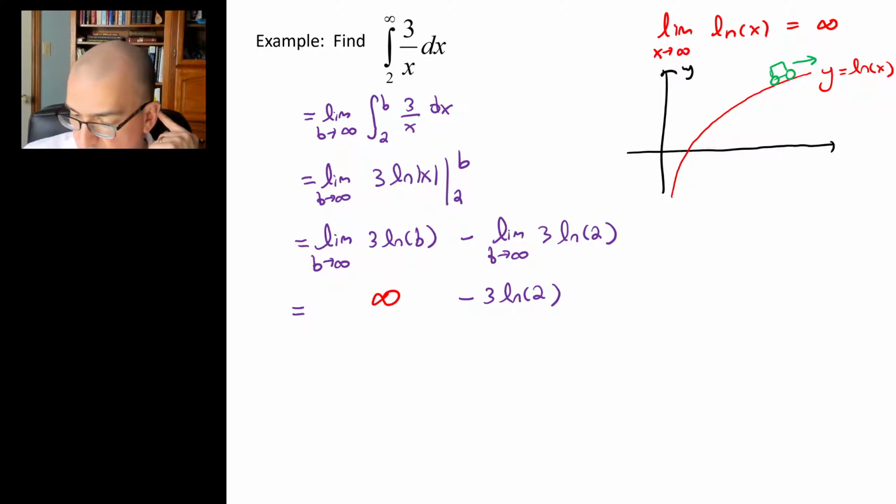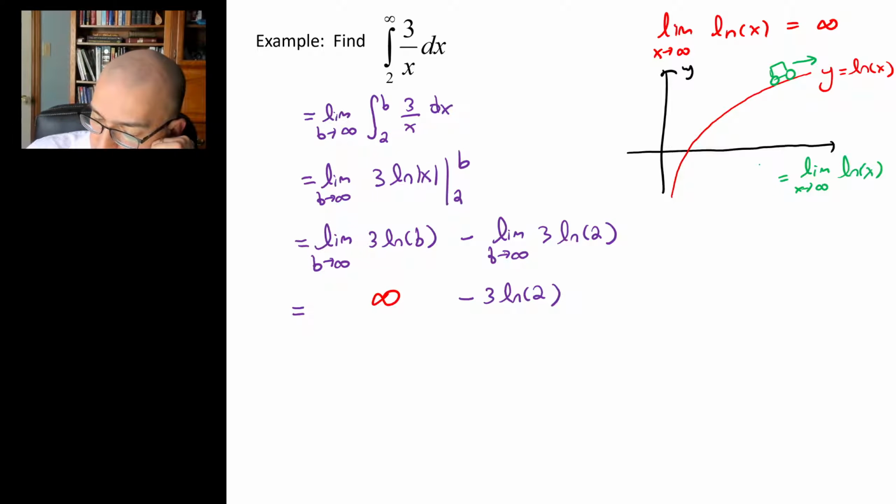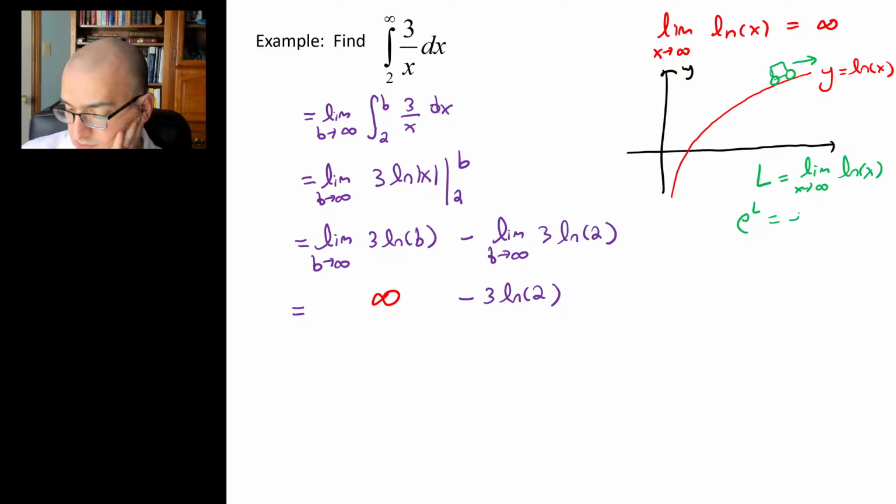Second reason is, let y equal the limit as x approaches infinity of ln of x. So I'm just going to give it a name, or maybe I'll call it L. Let L equal that limit. I don't know what it is, so what I'm going to do is I'm going to exponentiate both sides. I'm going to say e to the L is equal to e to the limit as x approaches infinity of the ln of x.